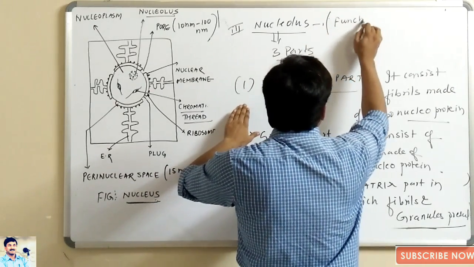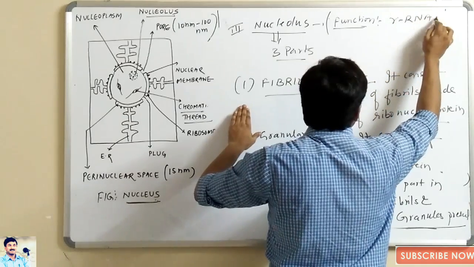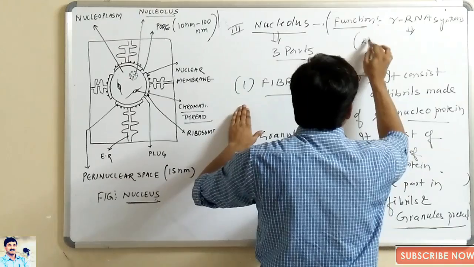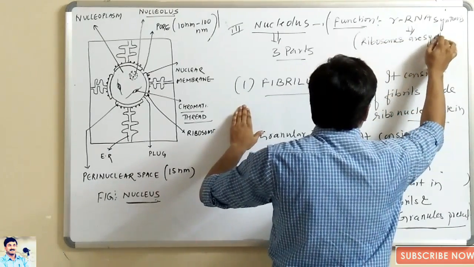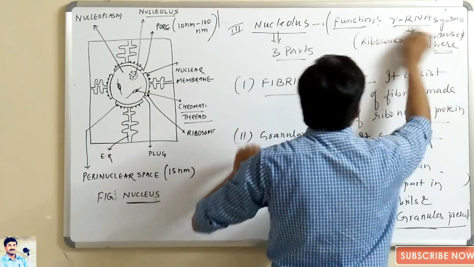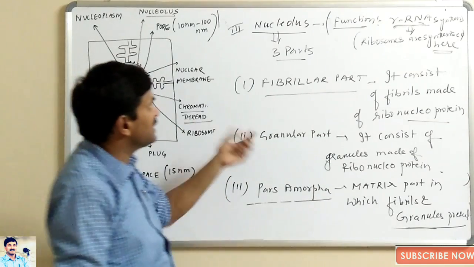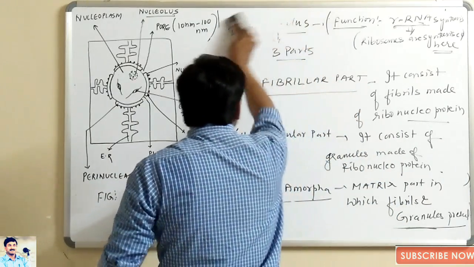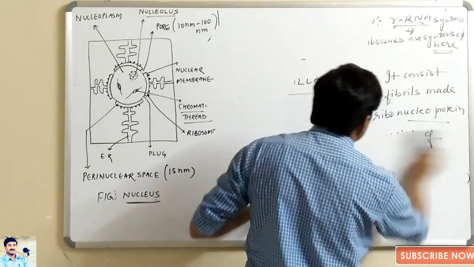and the chief function of the nucleolus is rRNA synthesis. Means we can say that ribosomes are synthesized here. As we know very well that ribosomes are made of rRNA, so we can also say that ribosomes are synthesized here. So this is the chief function of the nucleolus. And where is the nucleolus present? So the nucleolus is present in the nucleoplasm.